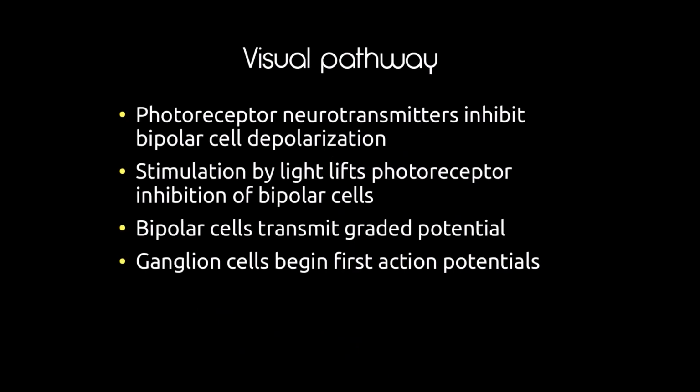So just to recap this visual pathway, a photoreceptor's neurotransmitter inhibits the bipolar cell's depolarization. Stimulation of this photoreceptor is going to lift its inhibition of the bipolar cells. Bipolar cells then have a graded potential that they're going to transmit to the ganglion cells, which are then going to begin the first action potentials in this entire pathway.